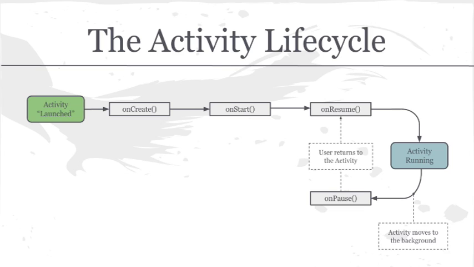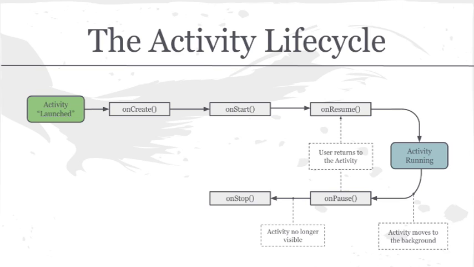First, the user could return to that activity in some way, in which case we go back to onResume and then begin running that activity. Or we'll move to the onStop callback. Now this happens when the activity is completely invisible.